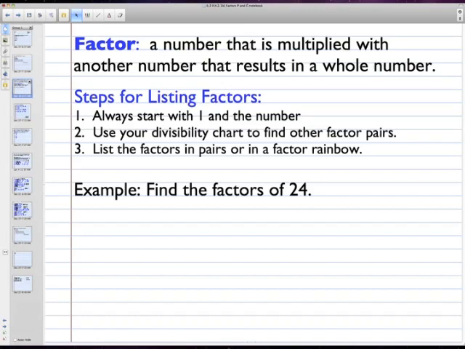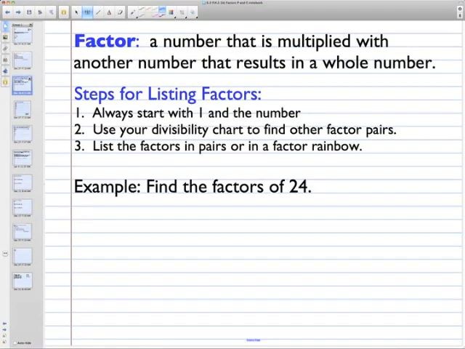A factor is a number that when it's multiplied with another number, it results in a whole number or product. An example would be 2 times 6 equals 12. Both 2 and 6 are factors, and that results in a product, 12.